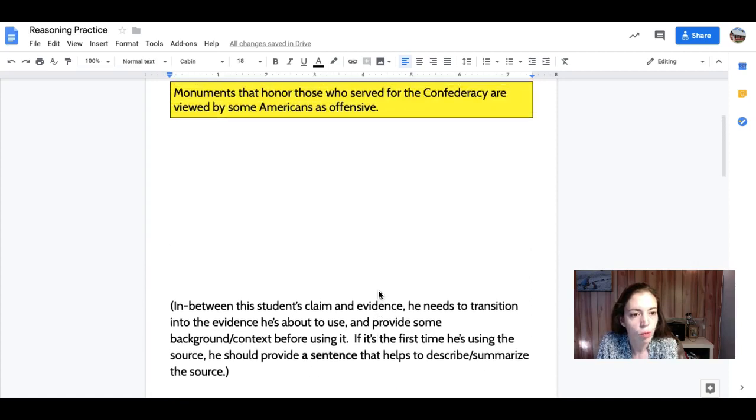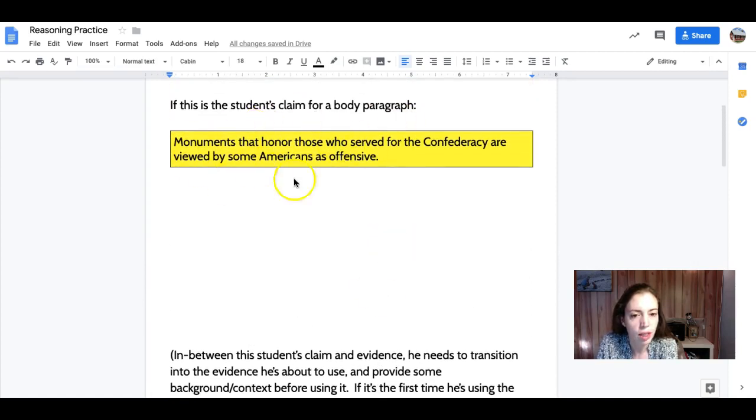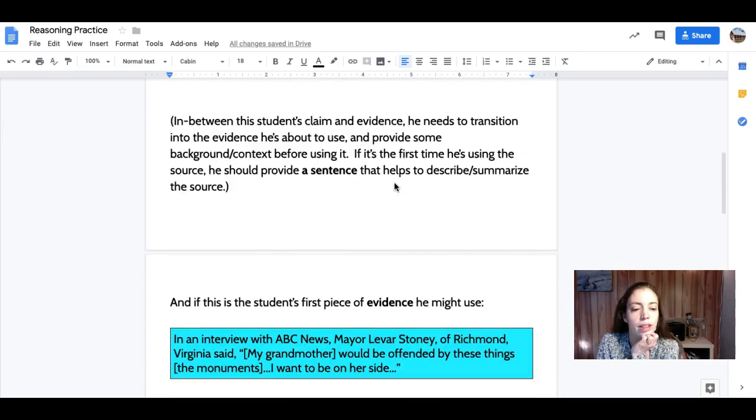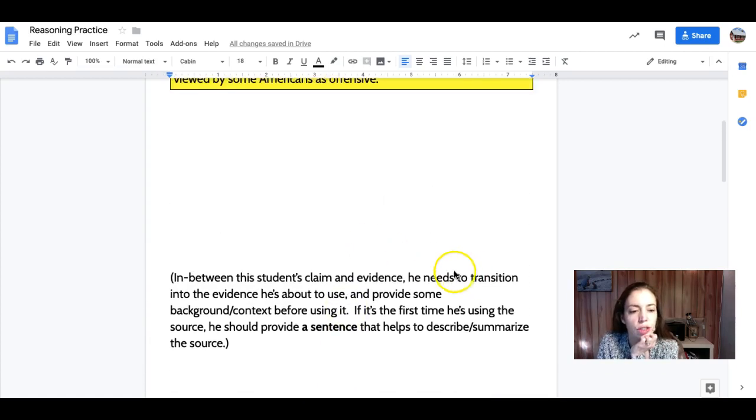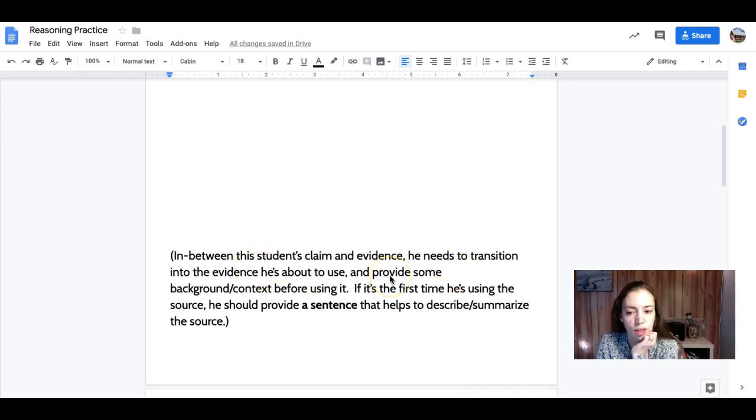Okay, so one thing to know though is in between this claim, which we're going to focus the paragraph around, and the evidence here, in between that, the student needs to transition into the evidence he's about to use if it's the first time he's ever used it. And so he needs to provide some background or context before using it, just a sentence that helps to describe or summarize the source. Okay? So the student would need to think about, how can I summarize that source from ABC News? What was that whole source really talking about?